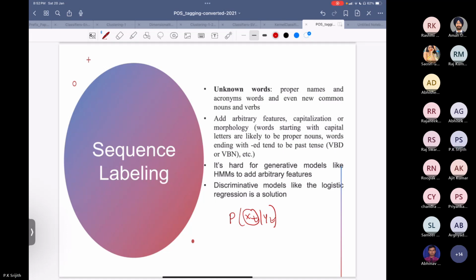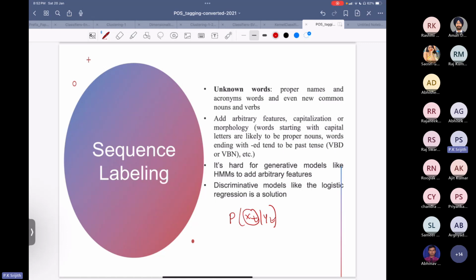But even though you may use smoothing techniques, the probability that you end up giving to those kinds of unknown words will be very, very small. And consequently, the overall probability could be very small in predicting some tag sequences which involve unknown words.